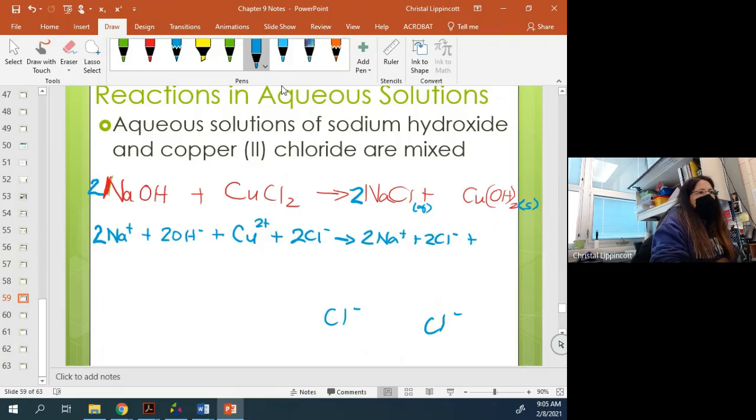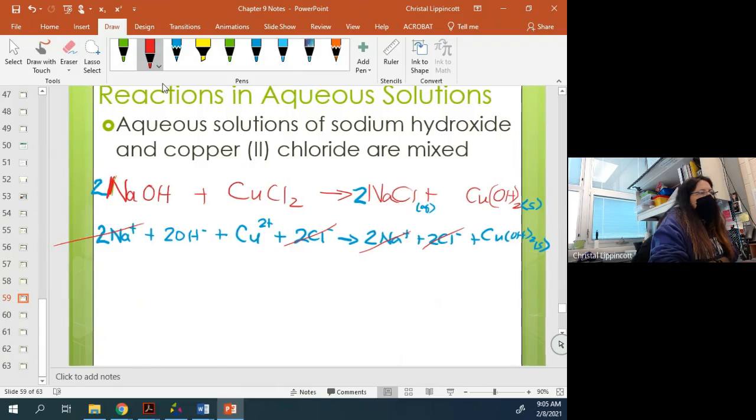This is not aqueous, so it stays in its form. All right. Now, the next step is I am going to look and see what is the same on this side and this side. So this is the same as this. So I mark that off.